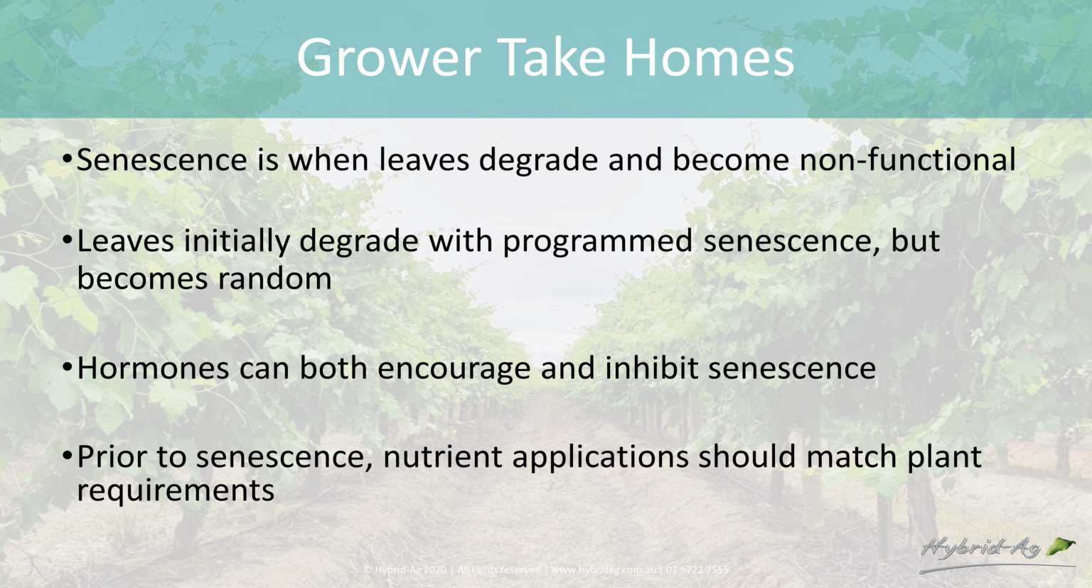When we talk about hormones, they can both encourage or inhibit the senescence cycle, depending on what's present at a particular time. And nutrient applications before senescence should really be matched to the deficiencies of the plant post-harvest to achieve a balanced nutrient storage during that senescence cycle.